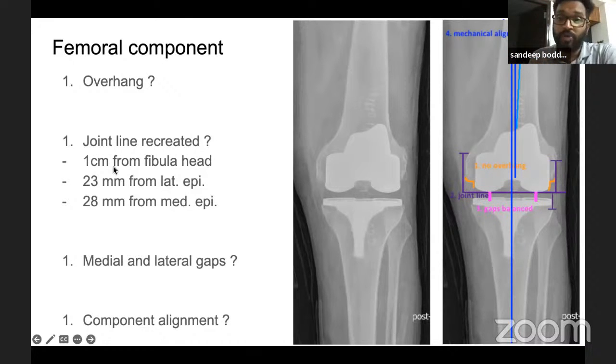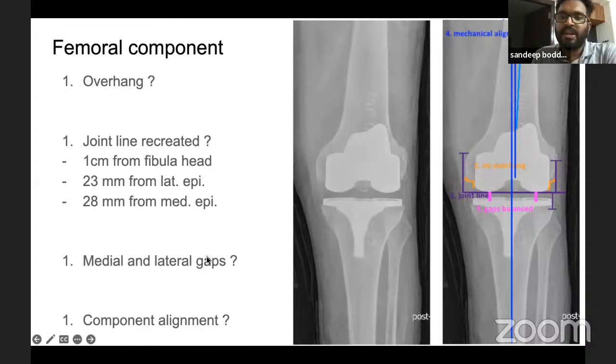And next thing is, in AP, what we can see is whether the joint line is recreated or not. The joint line is somewhere 1 centimeter above the fibula head. It is at a distance of 23 mm from the lateral epicondyle and 28 mm from the medial epicondyle. So we need to have calibrated X-rays for that. There we can check whether the joint line is recreated or not. The more distal femur cut you take, the more joint line elevation you get. And with more joint line elevation, many papers have shown that with more than 5 mm of joint line elevation, post-op results are not that great, and there is more chance of midflexion instability.